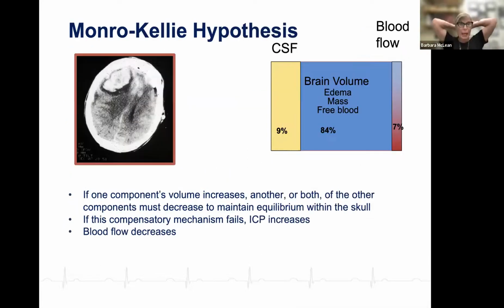Okay, so again, looking at our brain one more time, like we looked at it before, once you have that increase in your brain mass. So here you've got blood, you've got edema, you have dysfunctional brain, you've had an increase in your brain volume, so that increased to 84%. Now you've reduced cerebral spinal fluid to 9% and blood flow to 7%. So just remember, as that volume increases, what you're going to see is that blood flow will decrease, cerebral spinal fluid will decrease, and ICP will go up.